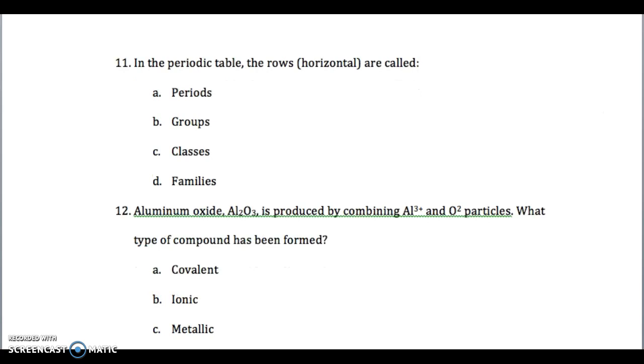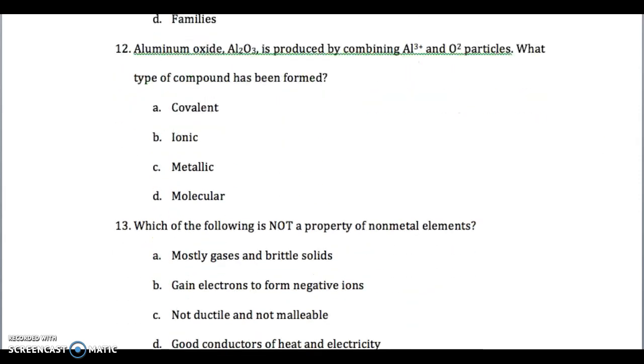Number 11. In the periodic table, the rows, horizontal, are called A. Periods, B. Groups, C. Classes, or D. Families. Number 12. Aluminum oxide, Al2O3, is produced by combining Al3+ and O2 particles. What type of compound has been formed? A. Covalent. B. Ionic. C. Metallic. Or D. Molecular.